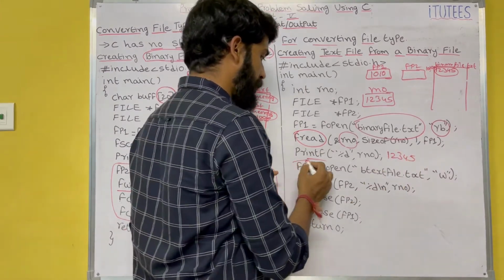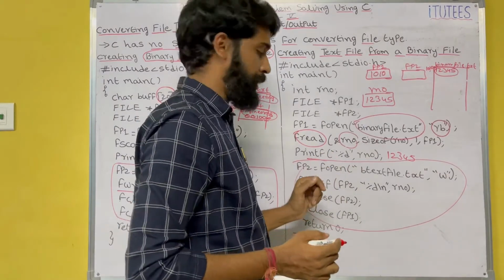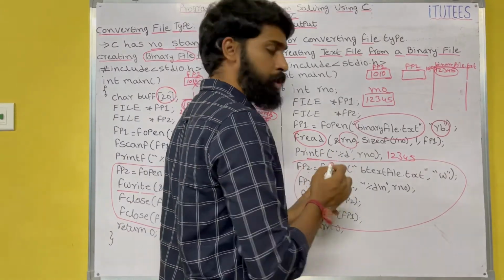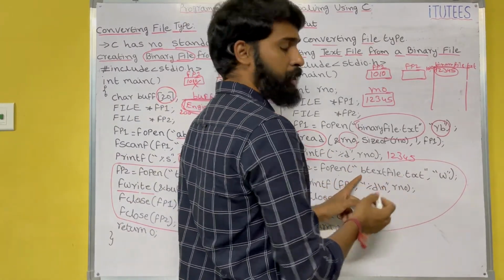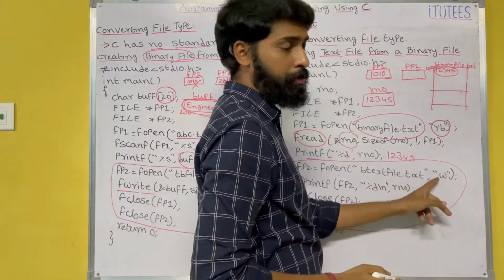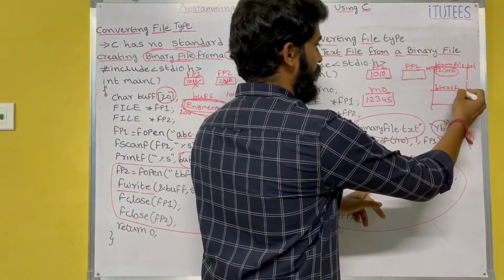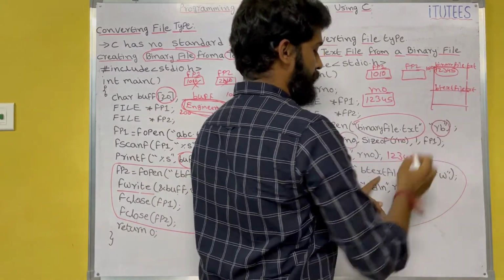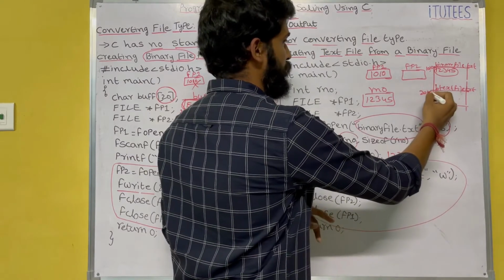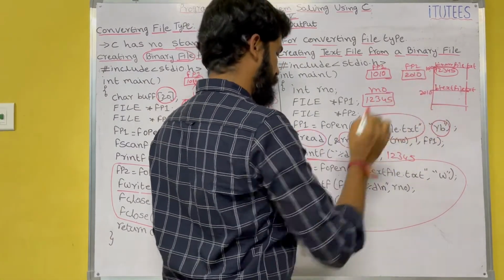Now these steps we are going to use to create the text file. So fp2 equals fopen("btextfile.txt", "w"), that means another file is opened, and w means this is the text file. The name is btextfile.txt. Let us assume the starting address is 2010, which is assigned to fp2.